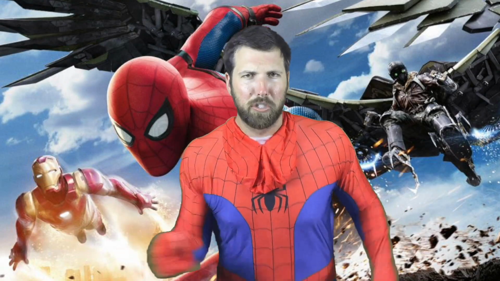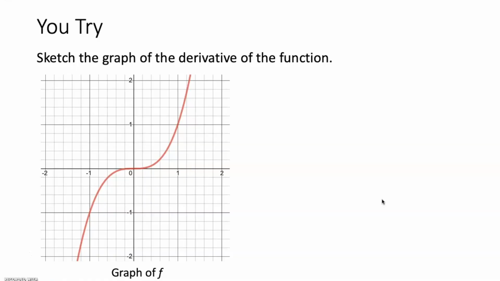Don't be a vulture. Do your own work. You try. Okay, doing the same thing here. Remember, in the graph of our derivative, the y values are going to correspond to the slope of our function, or the slopes of the tangent lines to the function at any given x value.